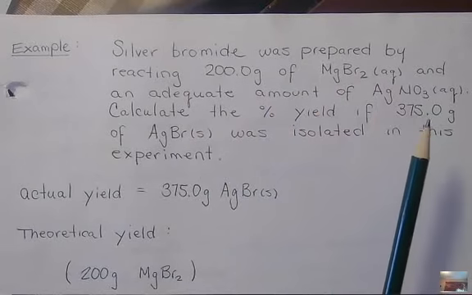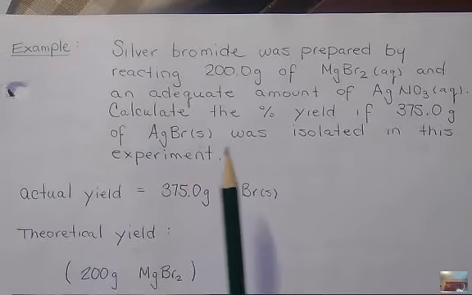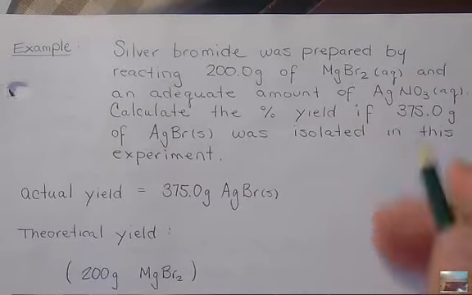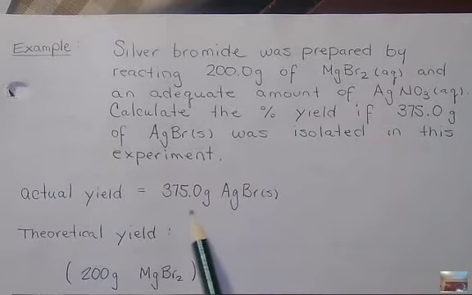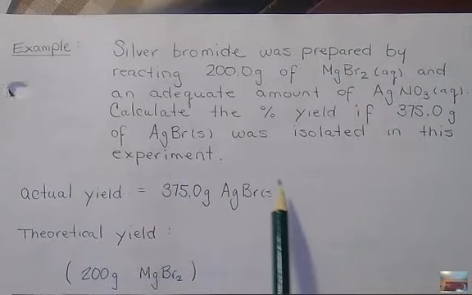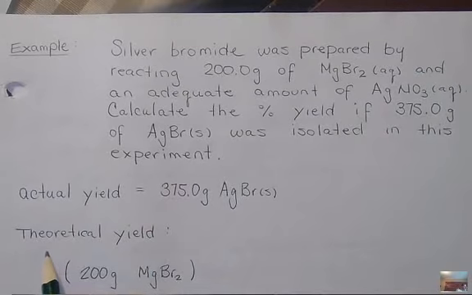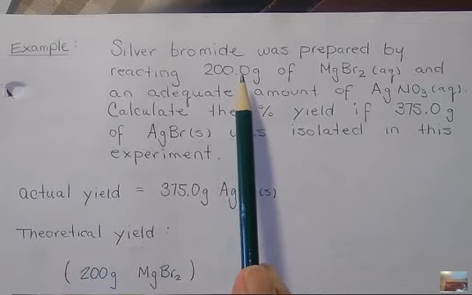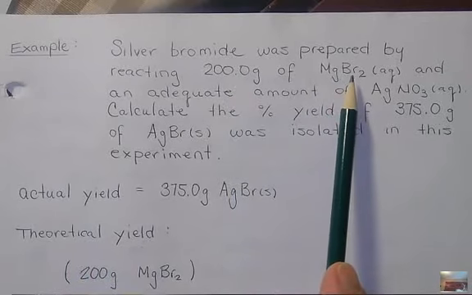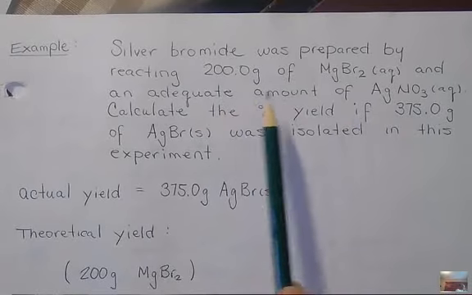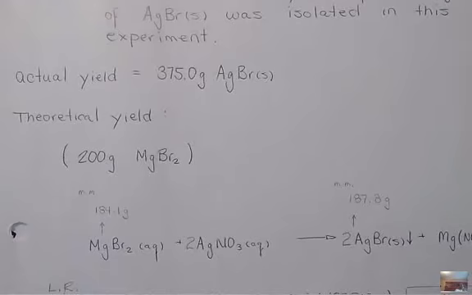Calculate the percent yield if 375 grams of silver bromide was isolated in the experiment. This is the actual yield. This is what you get when you really went into the lab and did it. So just put that number on the side. That's going to be our numerator in our percent yield calculation. But I can't do anything with it yet. First step, I need to calculate the theoretical yield of the product based on starting with 200 grams of the magnesium bromide reacting with another reactant that's in excess. Adequate means excess. So here's the balanced equation.